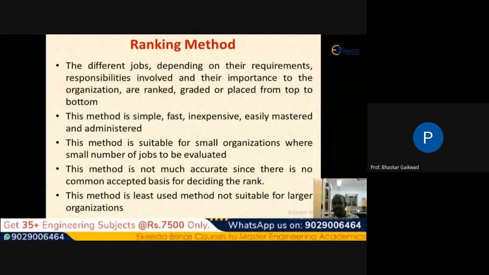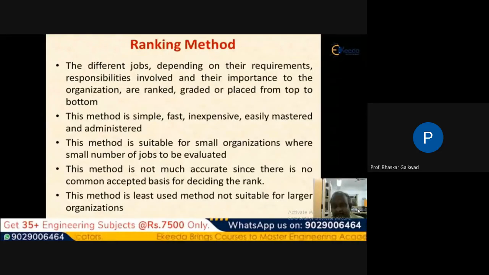So this method is simple because it's a direct method. It's very simple, fast, inexpensive, because if you have a countable number of jobs being performed, it's very easy to say which is the more worthy job. It is easily mastered and administered by the person who is going to rank. So this is suitable for small organizations because only a small number of jobs are involved. You cannot use a manual ranking method for hundreds and hundreds of jobs.